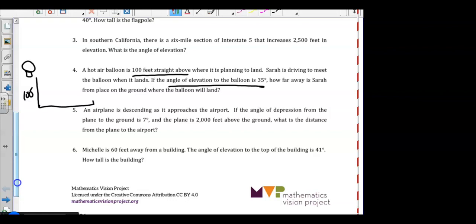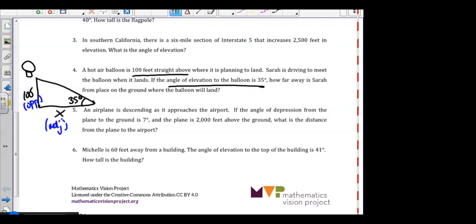Recall from a previous lesson, the angle of elevation is from a horizontal line to a line of sight looking up. So this will be my 35-degree angle. And then they're asking how far away Sarah is from the place on the ground where the balloon will land. So we're looking for this value here of x. Based on where the reference angle is, we have the side opposite, and we're looking for the adjacent side. So opposite and adjacent, if you recall, is tangent.